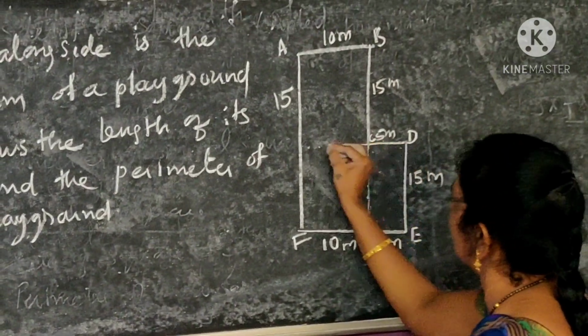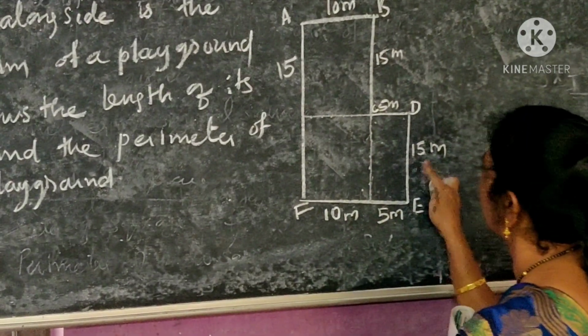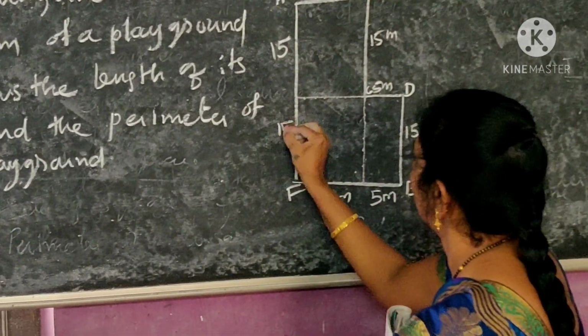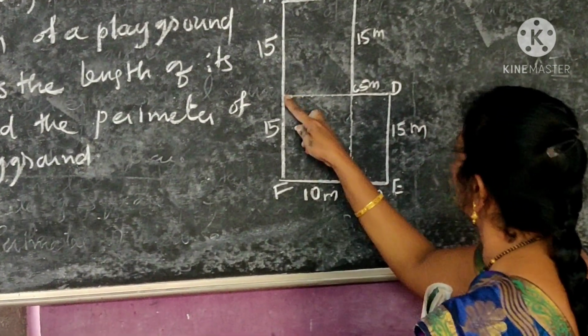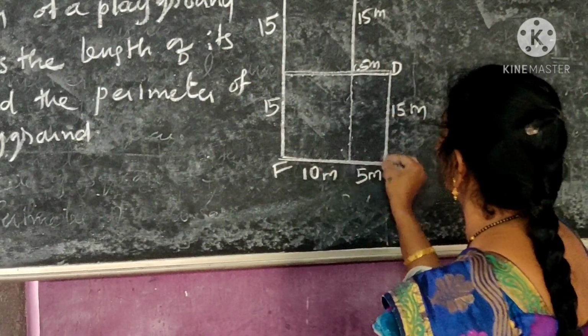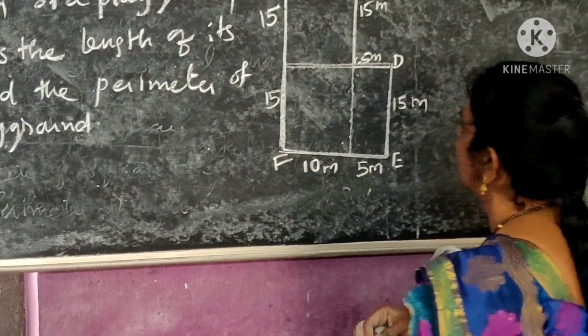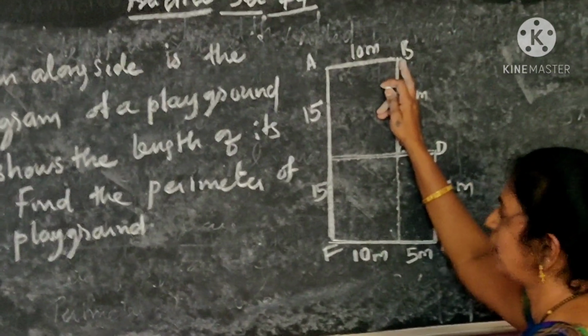Now if you see here, this forms again a rectangle. So if this is 15, this will also be 15. This is 15, here also 15. So it will form a square, not a rectangle. All the sides are equal. So it is a square. Now we will add all the sides in order to find the perimeter of this playground.